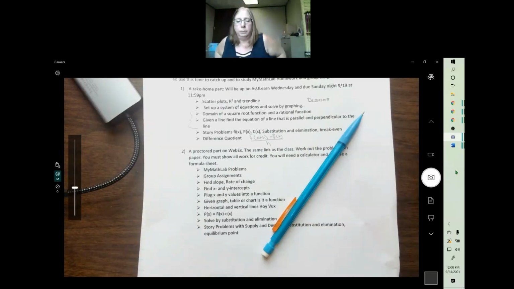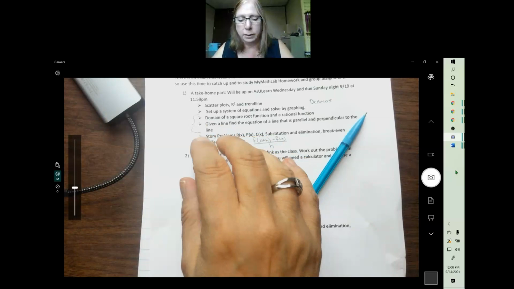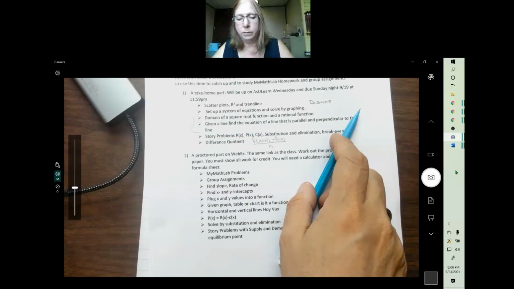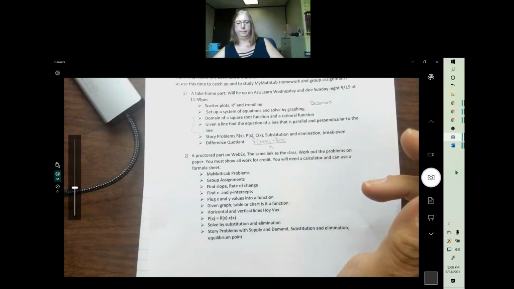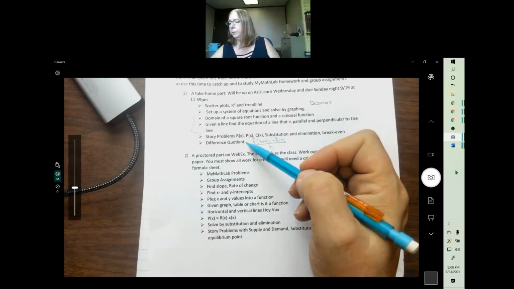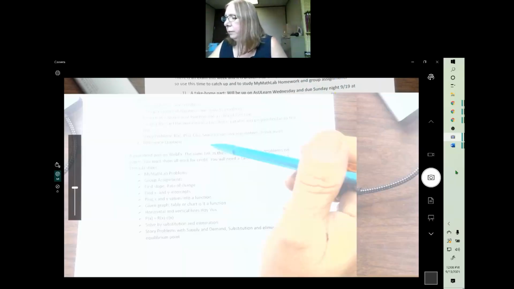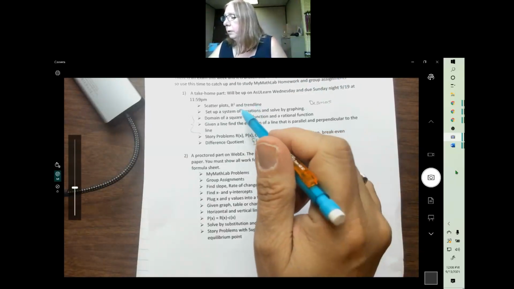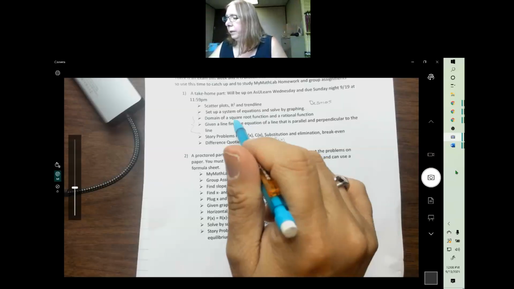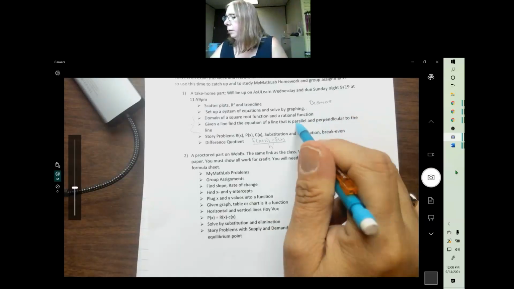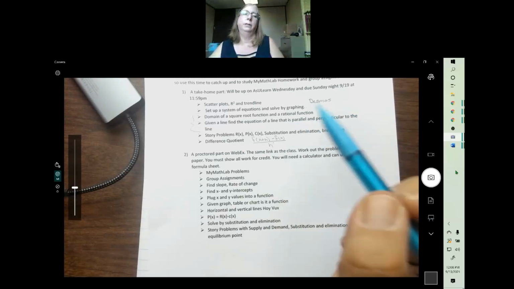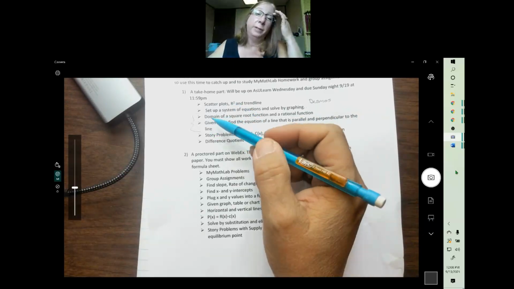Any questions? Oh, there's another question. Can we go over...? Yes. We will definitely go over difference quotient because I think I've only done maybe 2 of them. And I want to go over domain and range and parallel and perpendicular because I know we didn't do much on them, if we did.